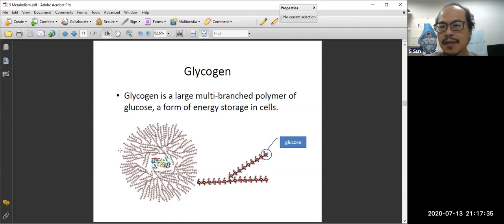All right, so this is glycogen, a polysaccharide. Glucose monosaccharides connect together to form this glycogen. Glycogen is the form of carbohydrate stored in our muscle and the liver.